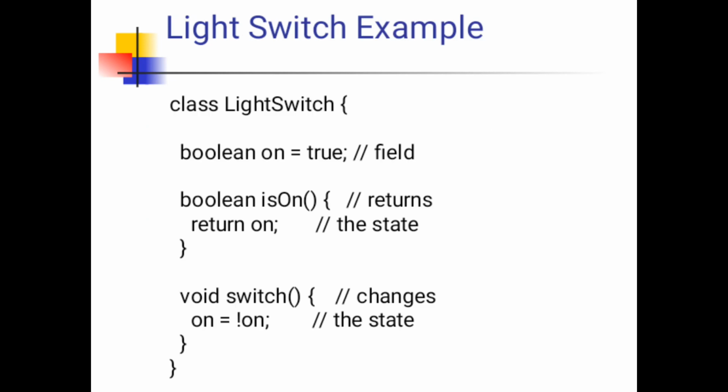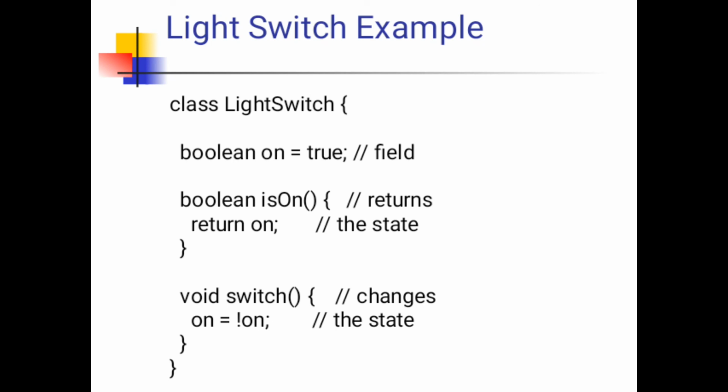Class Switch, and then the state and behavior: the boolean on equal to true, which is a field. Then you declare another method, boolean isOn, which is going to return on, which is state. The return on is the state, in the method boolean isOn. Then you come to another method, void switch, which is going to assign on to not on, which is also state.